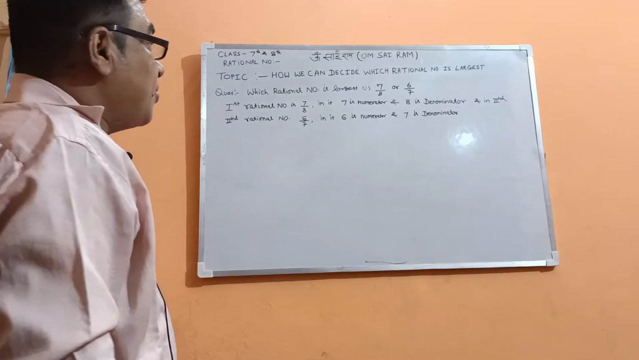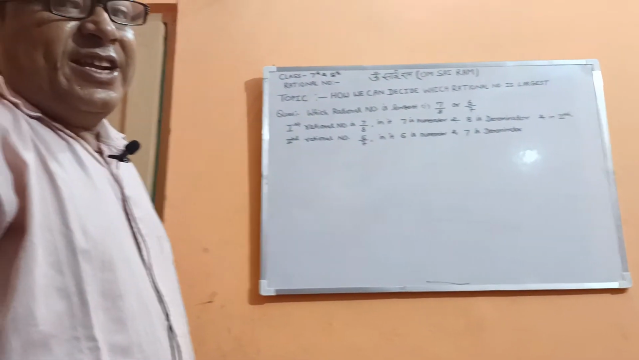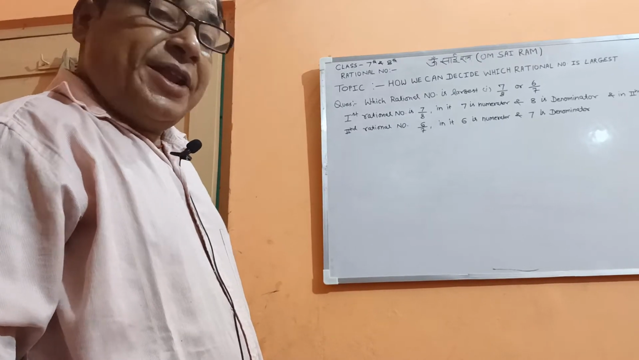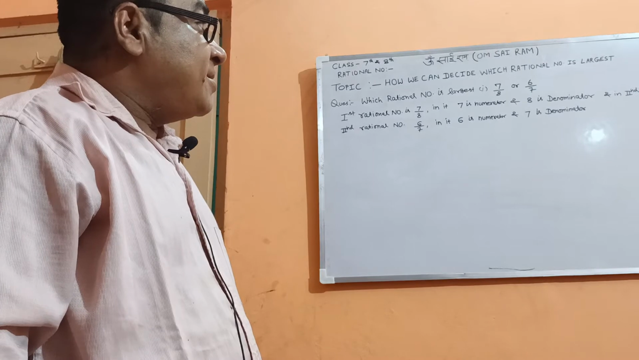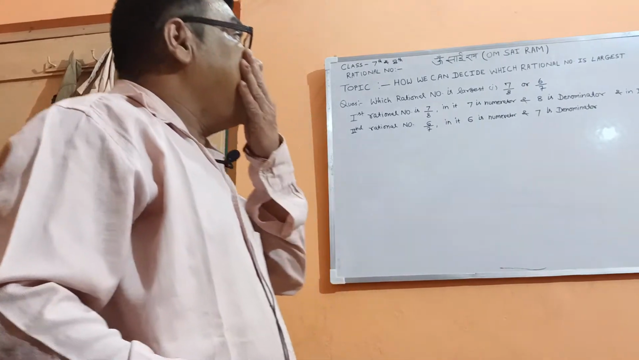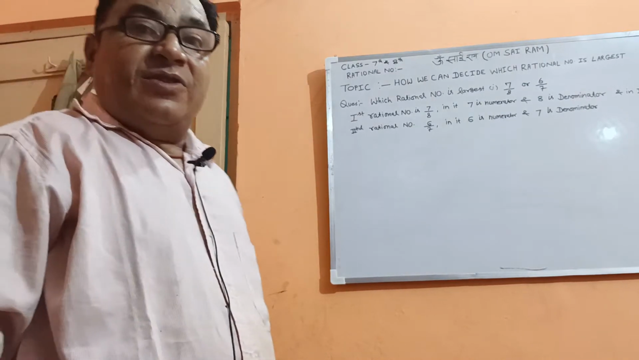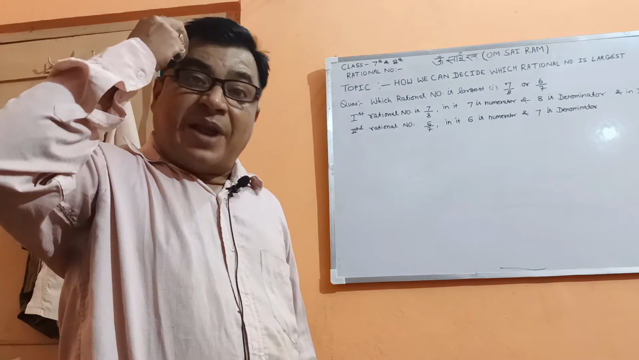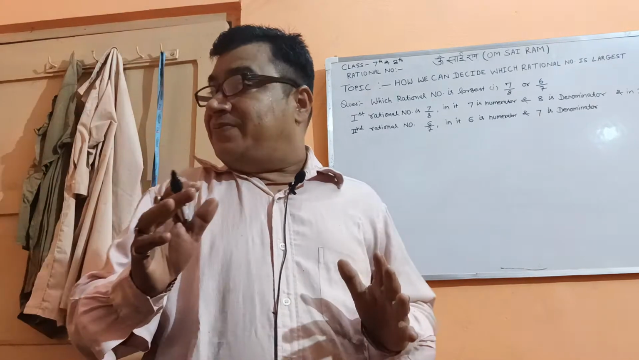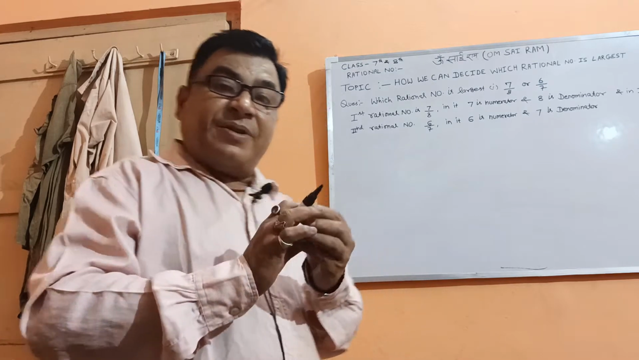So we must remember the tables of 8 and 7. All the students must learn the table up to 9. After that, solving the question will be very easy. The rule is, in the first number we will multiply with the denominator of the second number.